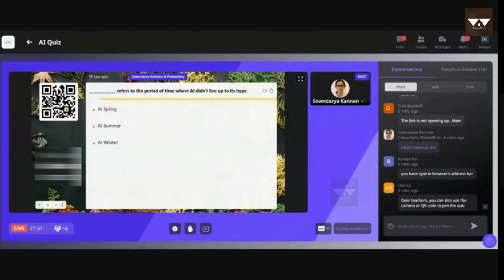Dash refers to the period of time when AI didn't live up to its hype. You have three options and you can select one right answer.